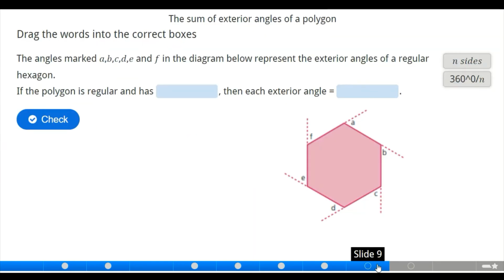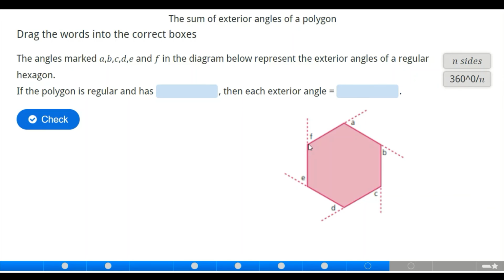Now let's look at the sum of the exterior angles of a polygon. What we looked at before was the interior angle of a polygon. So then look at this shape. We have this shape here, marked from A to F. If you study here, we have A, B, C, D, E and F. The angles marked A, B, C, D, E and F in the diagram below represent the exterior angles of a regular hexagon.